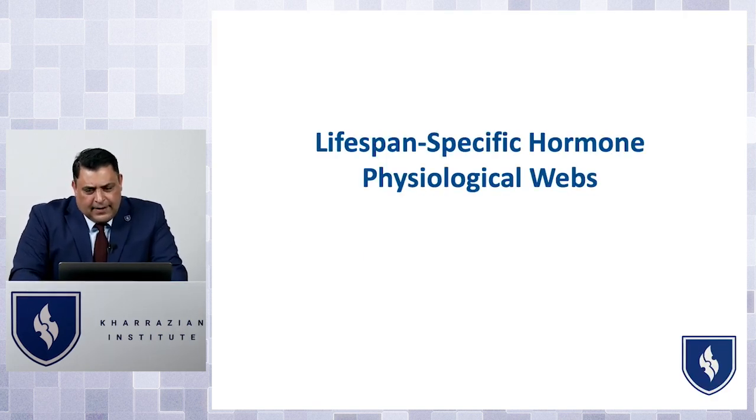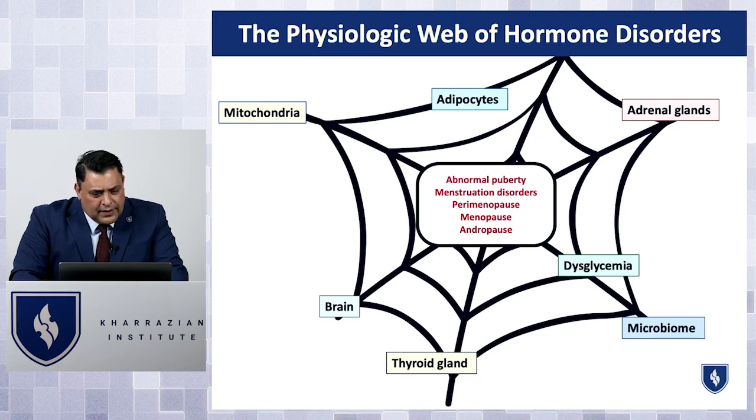And then what I did here, just the last part of this section, I just need a couple more minutes here, is I went over the web, but then I went through the web of each part of these individually. So let's go over these one by one. When you look at mitochondria, adipocytes, adrenal glands, glycemia, microbiome imbalances, thyroid glands, and brain, and look at abnormal puberty, which we'll get into in much more detail.